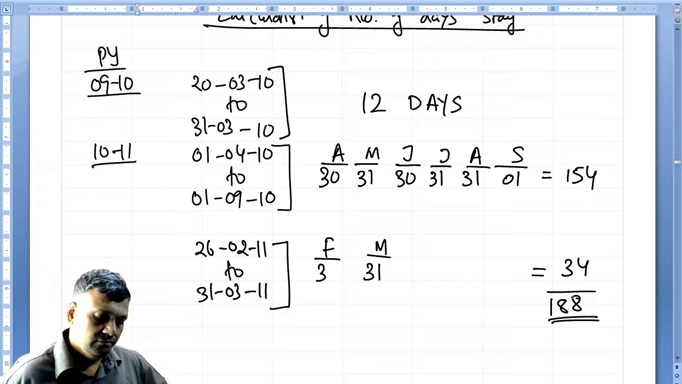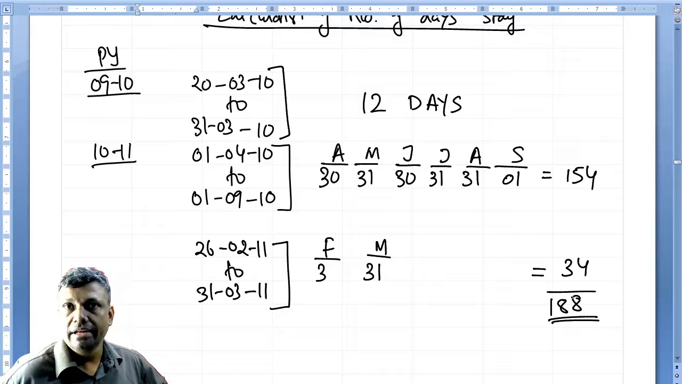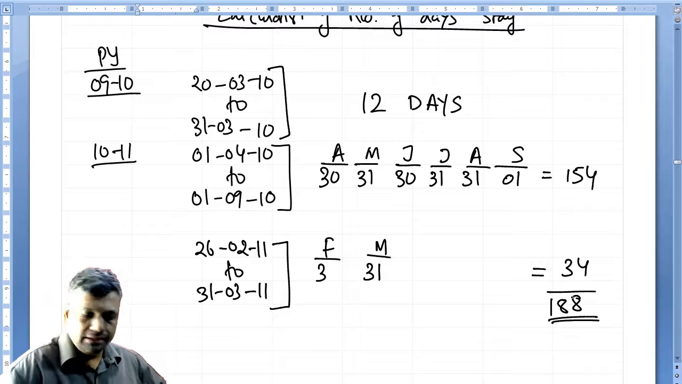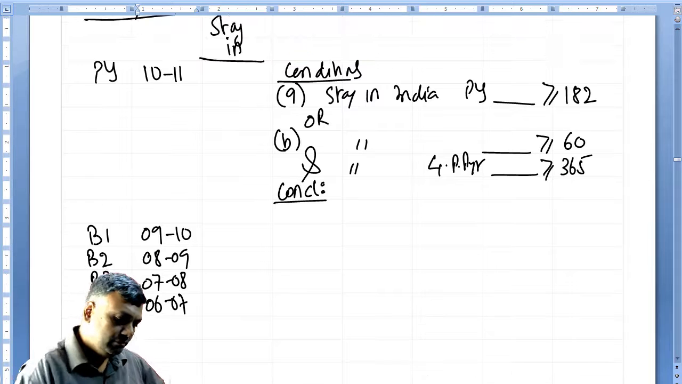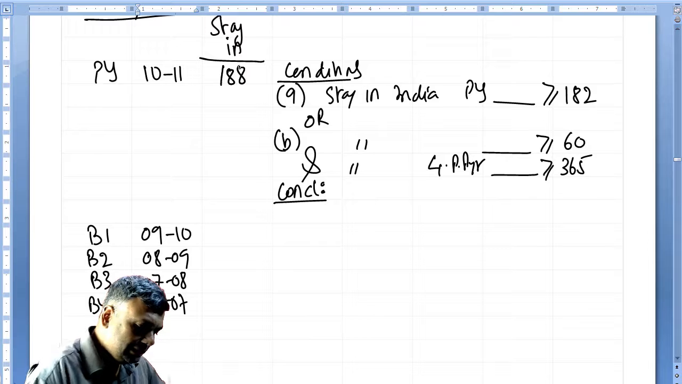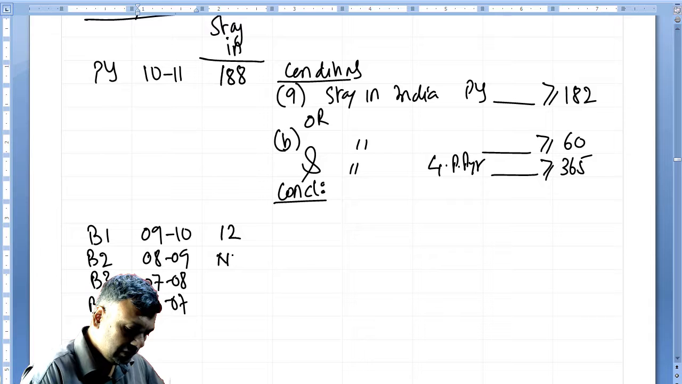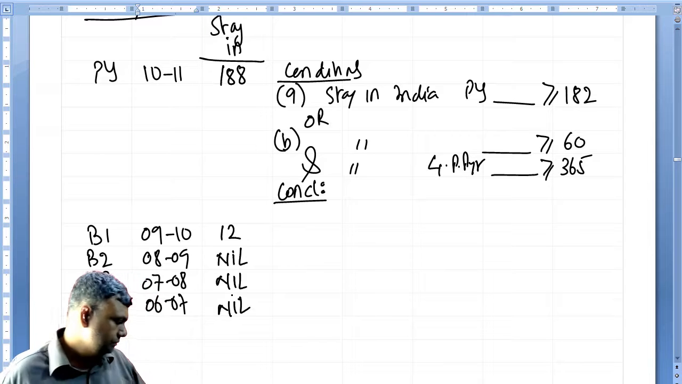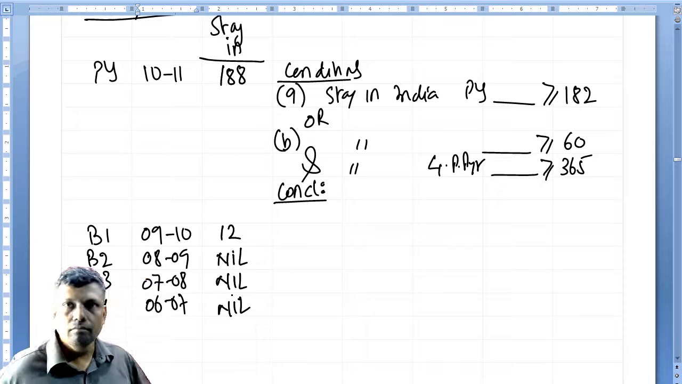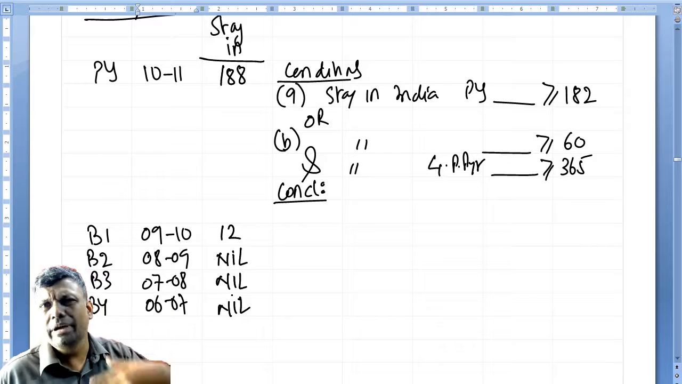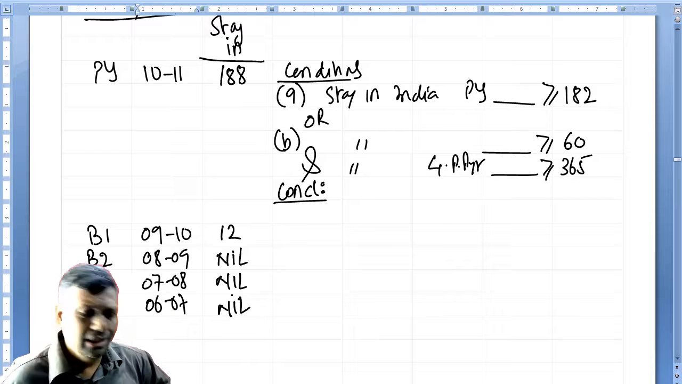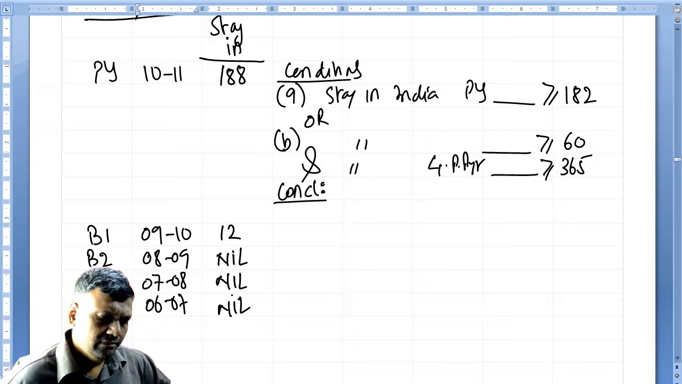Absolutely clear? You have already got, friends, the number of days stay with respect to both the years, and let us put that into our mainstream. So this is your 188 days. Then this is your 12 days. And this is nil, nil, nil. And even earlier years than B5, B6, B7, everywhere, friends, is going to be nil only. So I'm not repeating that thing.